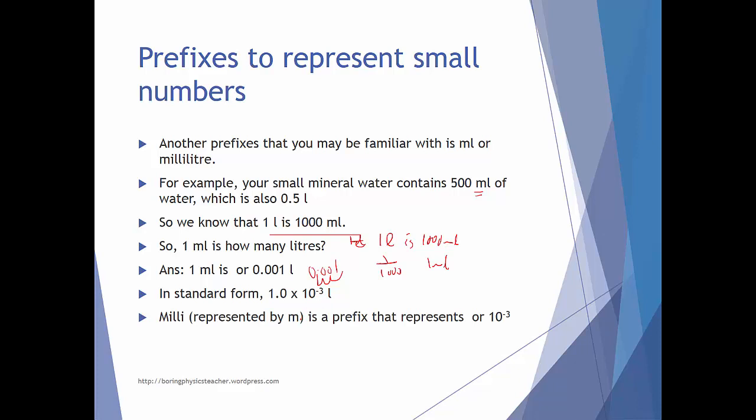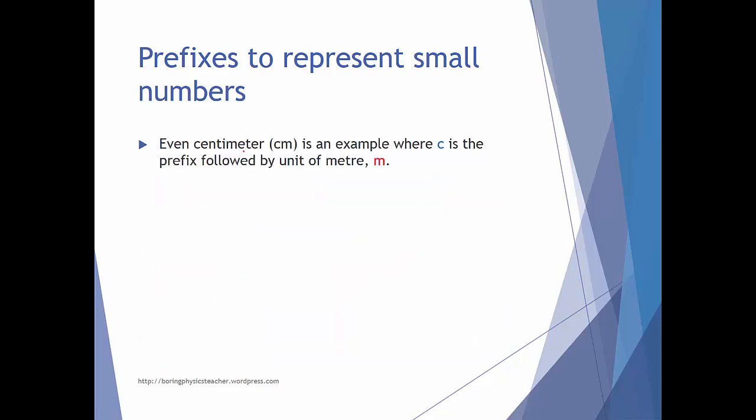Milli, represented by m, is a prefix that represents 1 over 1000, or 10 to the power negative 3. Similar examples would be milligrams, milliseconds, or milliliter. mm itself is a breakdown of milli and meters. Even cm, or centimeter, is an example of a prefix where c is the prefix followed by the unit m.